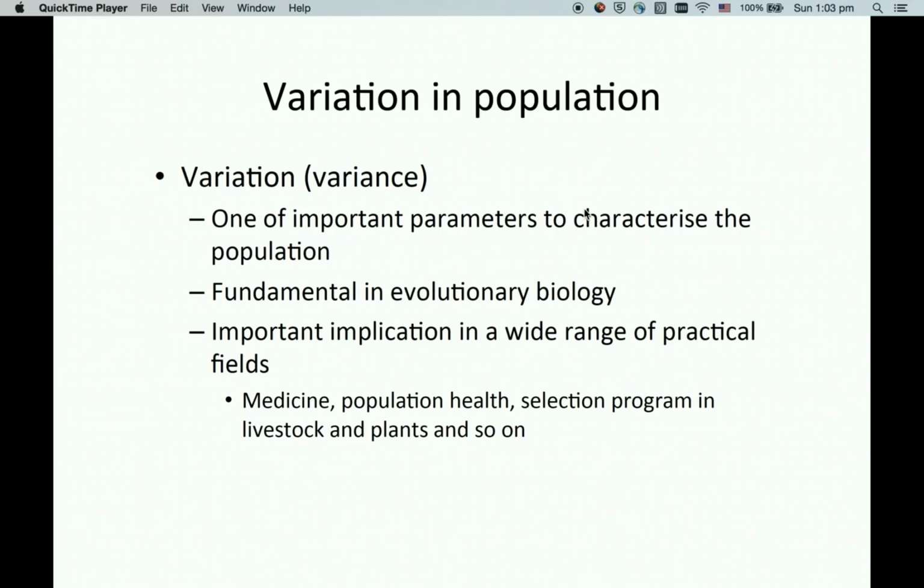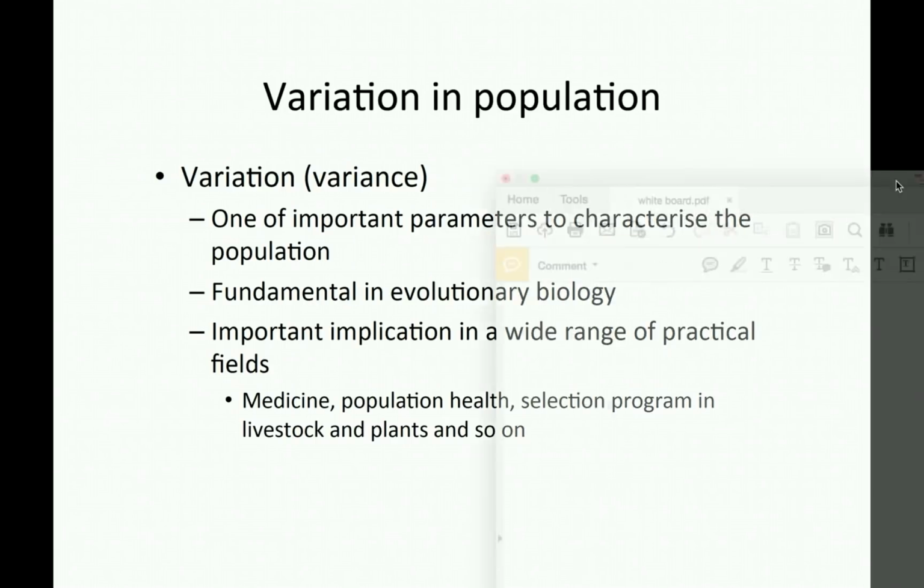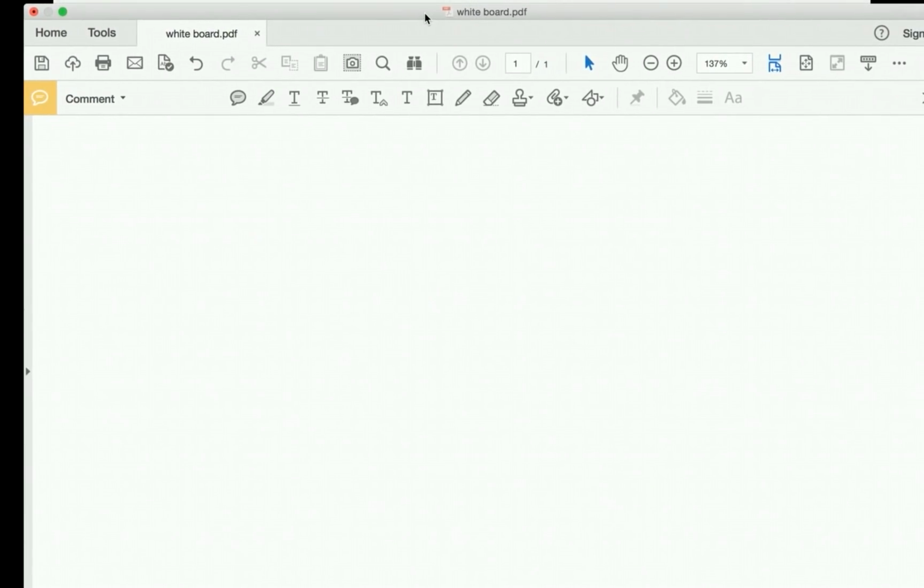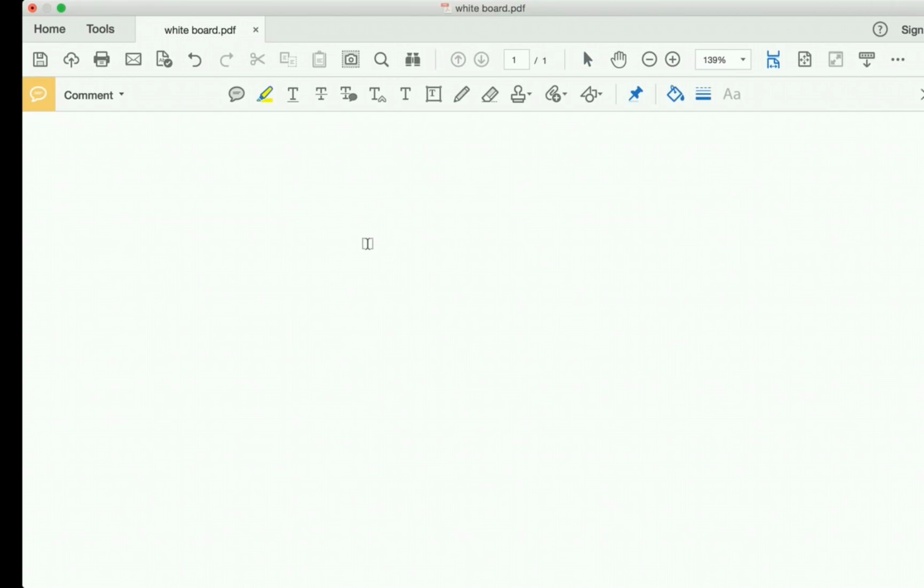So I will give a simple example about variance. I will use some whiteboard. So if there are, for example, thousands of samples from the population, let's assume we measure their height. So also we assume there are 1,000 men. So we can range them according to their height.